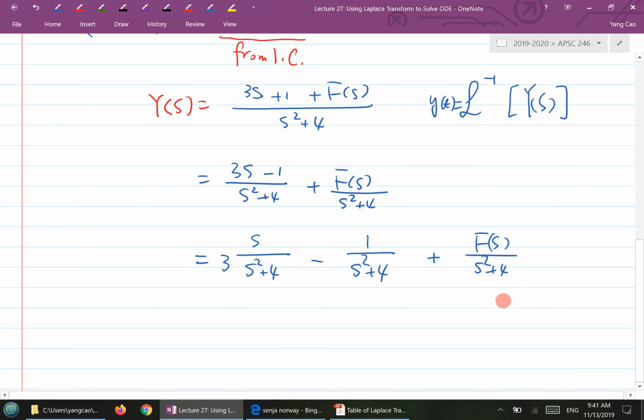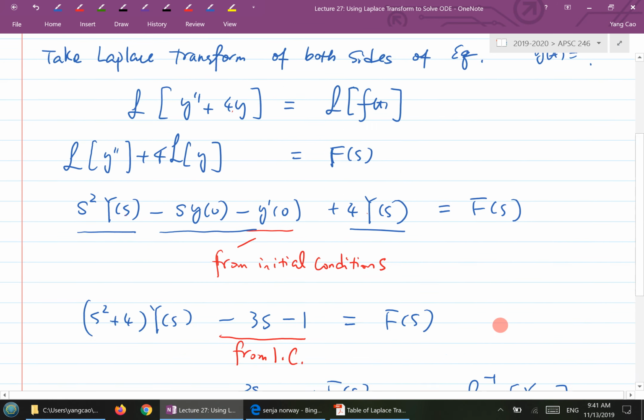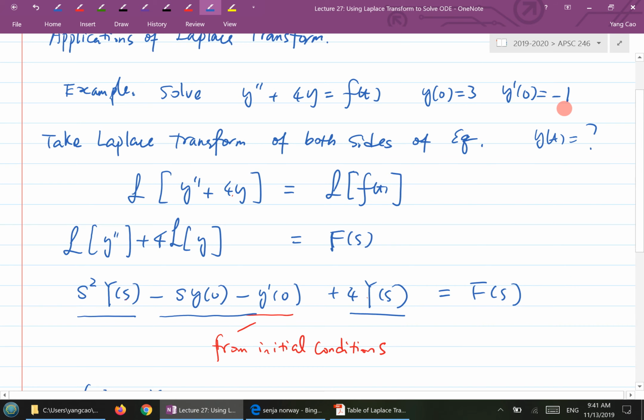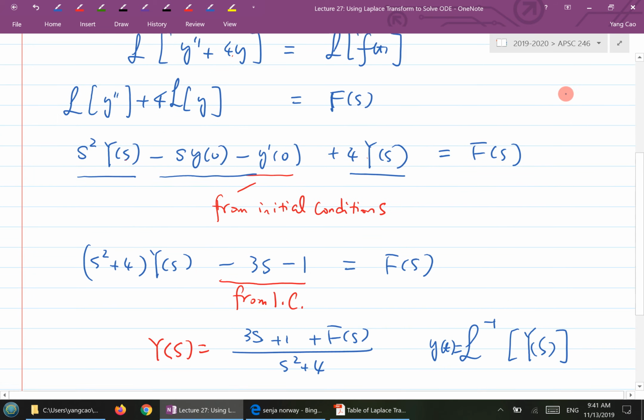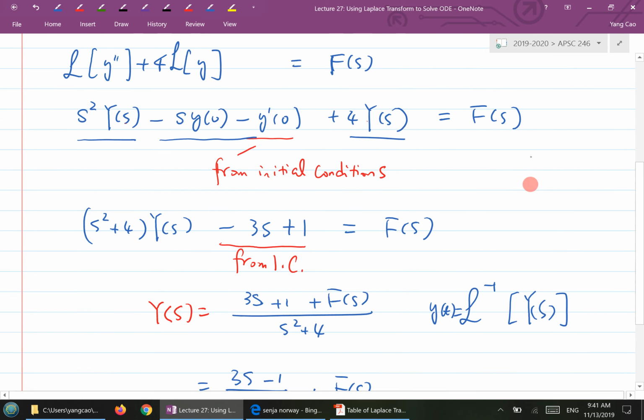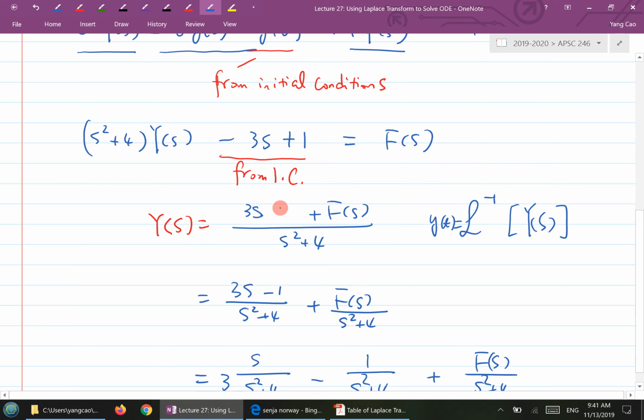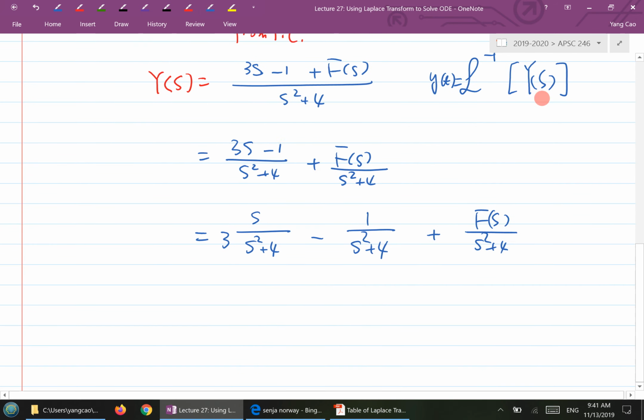Oh, plus 1, yes, of course. Sorry, where did I make a mistake? Oh, this y prime is -1. So y prime is -1, so this is a plus 1, and then this is a -1. Somehow I confused myself. So anyway, this is a -1.